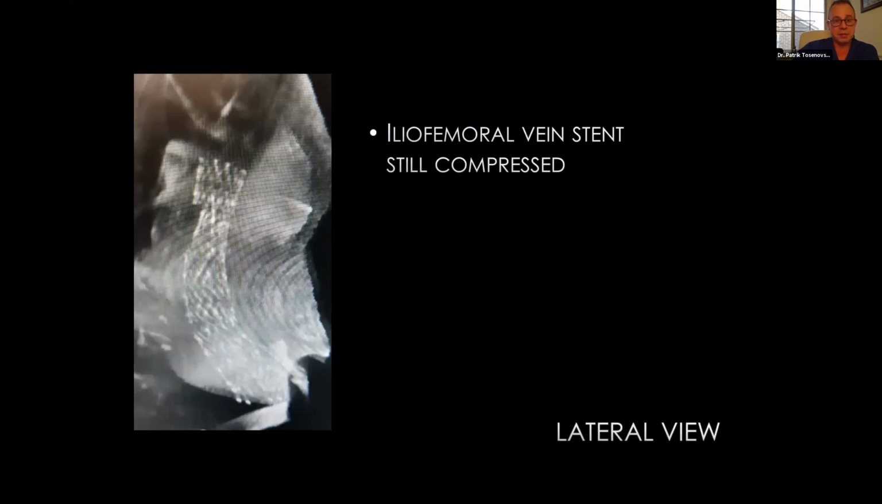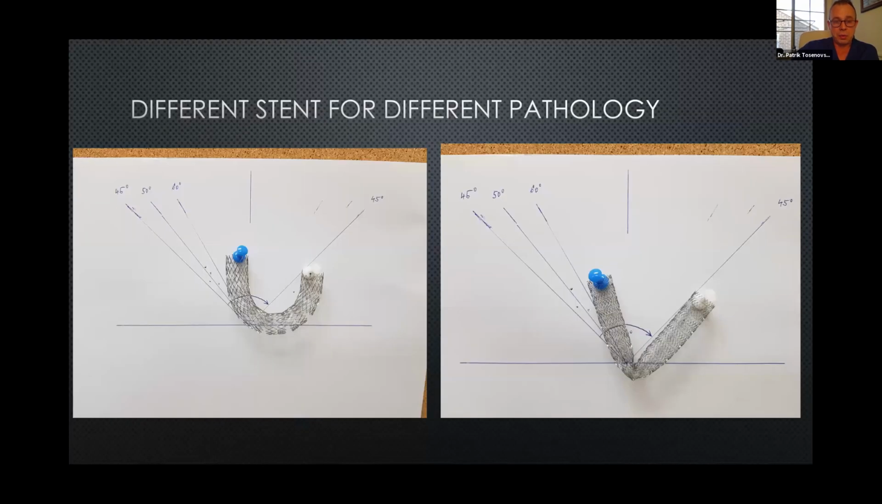Sometimes it's probably a good idea to have a look at what we did, and the compression of the left iliac vein can look in lateral view like this. The stent still can be significantly compressed, and on venography in AP projection, it might look completely normal. It's also important to realize that there are different stents available, and in my opinion, different pathology in different locations and different pathophysiology should prompt us to use different stents. Although I know it's hard sometimes to have everything available for one patient.